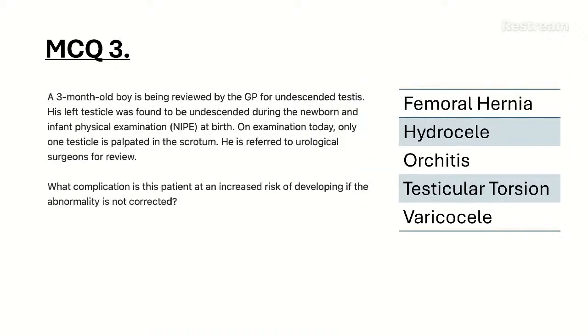So final question. So we've now got a 3-month-old baby boy, and he's being reviewed by his GP for an undescended testis. The left testis was found to be undescended during his NIPE, so his newborn examination, and today only 1 testicle is palpated in the scrotum. He's referred to the urology surgeons for review. And now the question to ask is, what complication is this patient at increased risk of developing if the abnormality is not corrected? So I'll give you a second just to read through the options there.